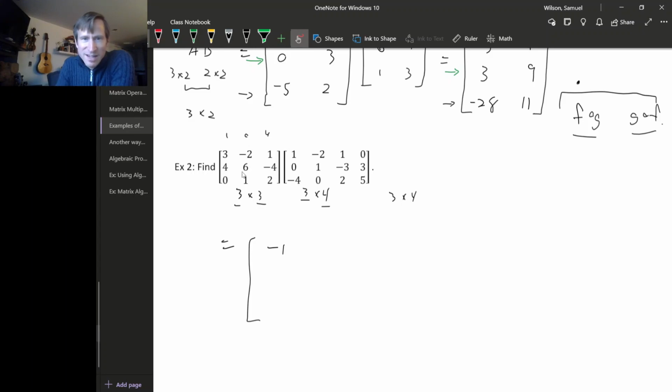And then slide this downwards. 4 plus 0 plus 16, so 20. And then on the last one, 0, 0, minus 8. So there's our first column. Now we move over to the next column. Do the whole thing again.